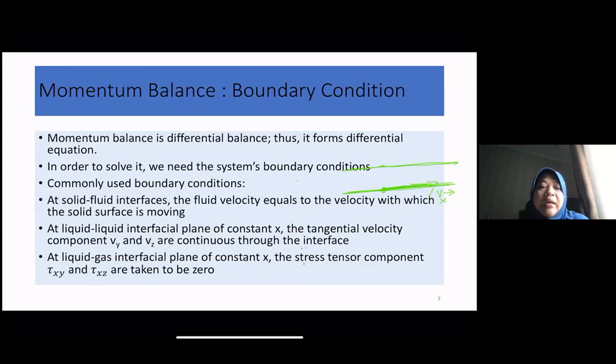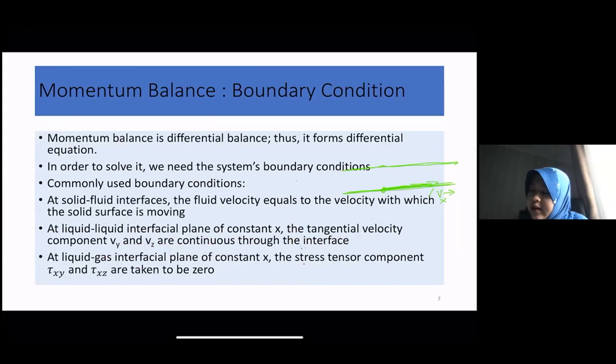The second one is at the liquid-liquid interface at constant x. We seldom use this, but for example, if we have water and also oil, around the liquid-liquid interface area the components vx, vy and vz would be continuous through the interface. All the components are continuous.